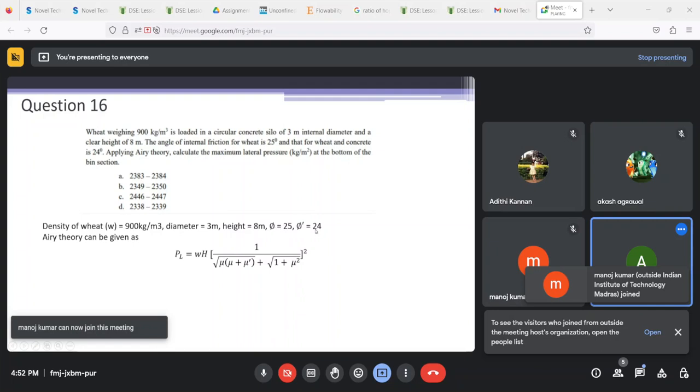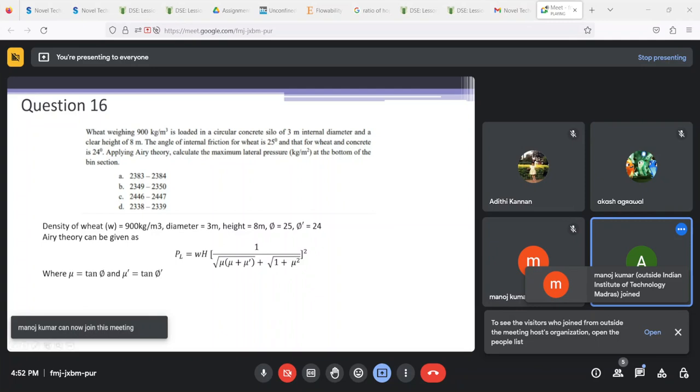We have only the internal friction angle. We still do not know the coefficient of friction between the grains and between the grain and the bin, so that is something we need to calculate. After we calculate that, we can directly substitute it in the formula. The definition of coefficient of friction is mu equal to tan of the internal friction angle. For the grains, mu is equal to tan phi. For the grain and the wall, mu dash is equal to tan phi dash. The tangent of the internal friction angle gives you the coefficient of friction. This is the common definition.